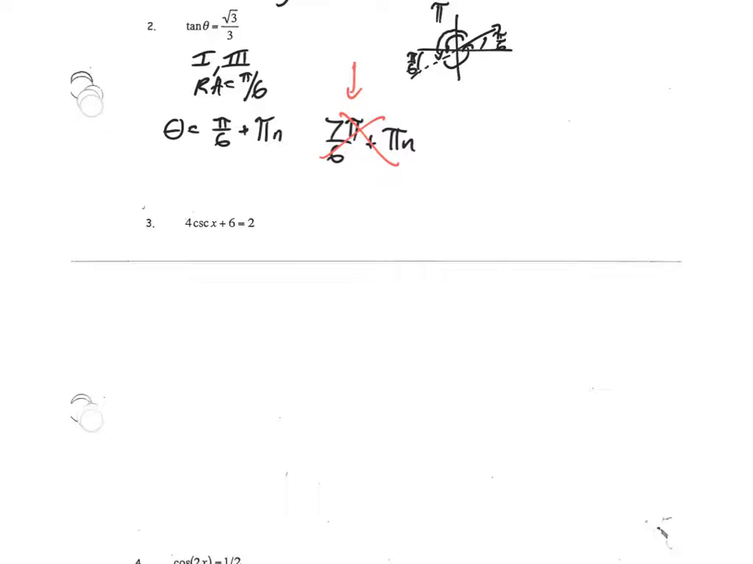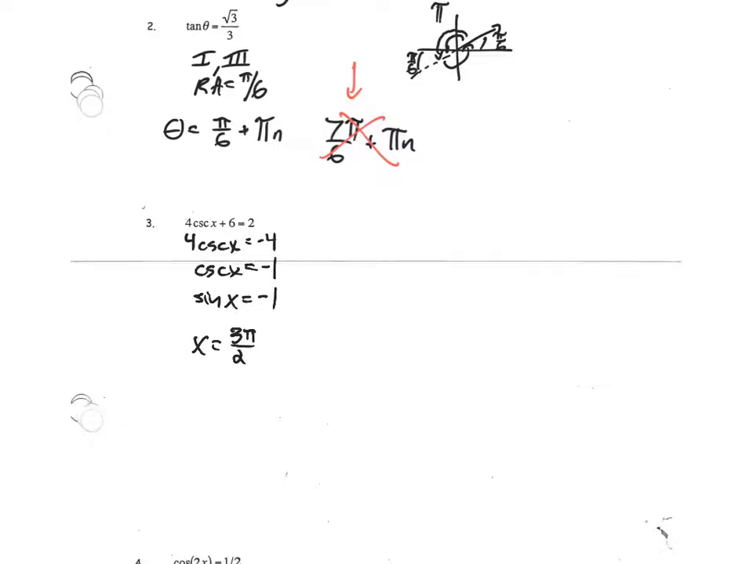So we have 4 cosecant of x plus 6 equals 2. Like always, we're going to try to isolate. So we're going to subtract 6 first. So we get 4 cosecant of x equals negative 4, or cosecant of x equals negative 1. I'm much more comfortable with sine than with cosecant, so I'm just going to change it to sine and take the reciprocal of negative 1, which conveniently is also negative 1. So where is sine equal to negative 1? Well, x would have to be equal to 3 pi over 2.